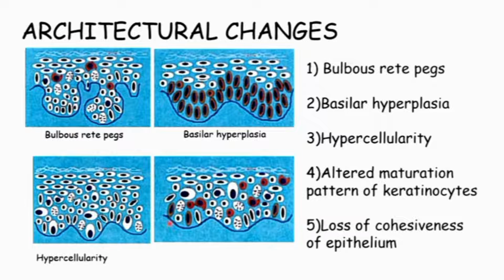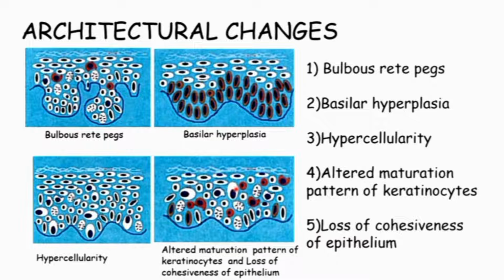Normally, a progressive maturation occurs from the basal layer to the superficial surface. This process is altered and results in lack of polarity and altered maturation of keratinocytes, with loss of cohesiveness of epithelium. Keratin or epithelial pearls can also be seen.